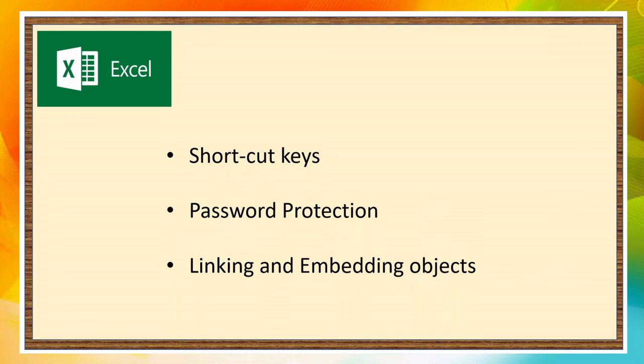You can also protect your Excel workbook using password protection. You can share it with someone with the password so that only the intended user can open that Excel file. Excel supports linking and embedding objects. You can link images or embed images. You can insert hyperlinks. You can insert maps or anything. You can even open an external file through a link on the Excel. So Excel provides all these features.